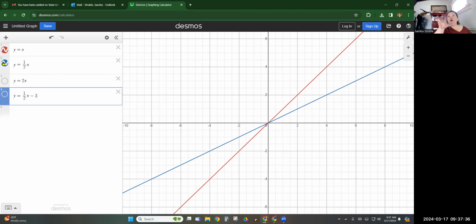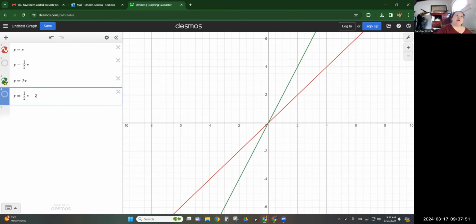It compresses it, or it actually stretches it along the x-axis. What if it was 2x? What if instead it wasn't 1/2 x and it was 2x? Just to see the difference, it's going to go the opposite direction. Okay. So I just wanted you to see that.